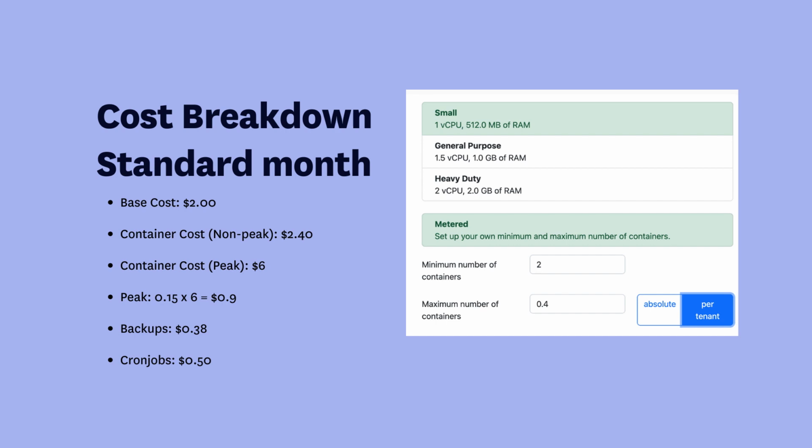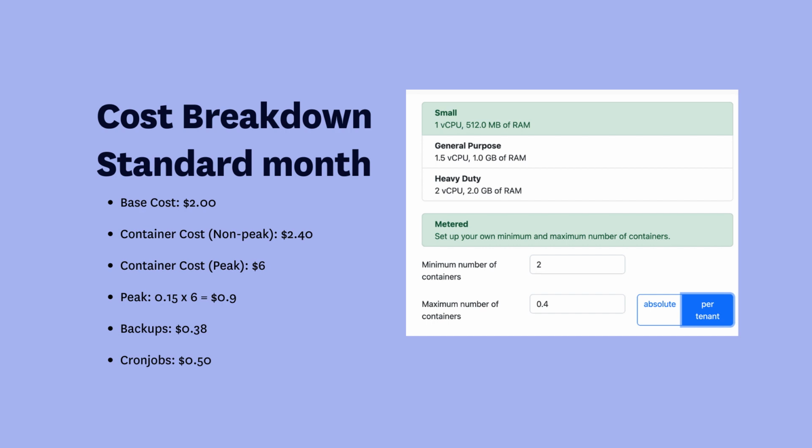In a standard month with typical low traffic, the cost per tenant, assuming 10 tenants, are as follows. First, we have a base cost per tenant, which is $2. These are the fixed costs for the basic services provided by WildCloud. Then, we have the container minimum, which, in our case, is $2.4 per website. Then, we have the container maximum. In this case, it's $6. Like I mentioned before, it's not going to be $6, it's going to be somewhere in between, which is why we need our peak costs.